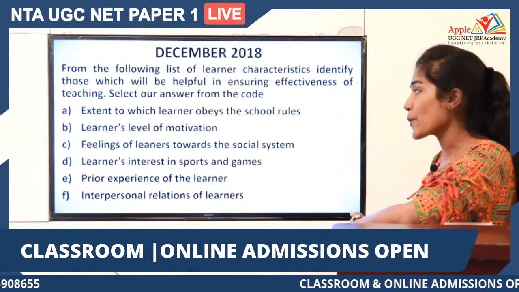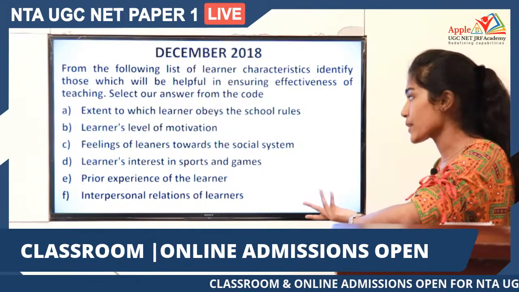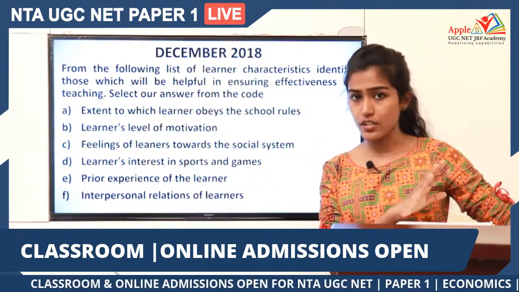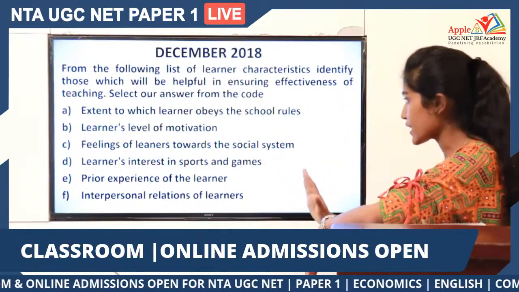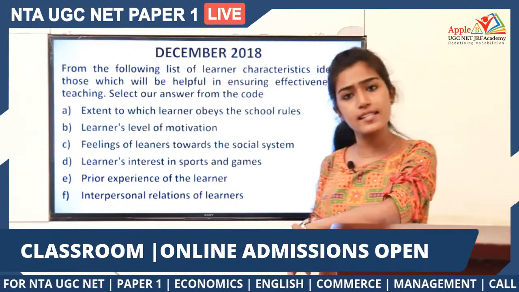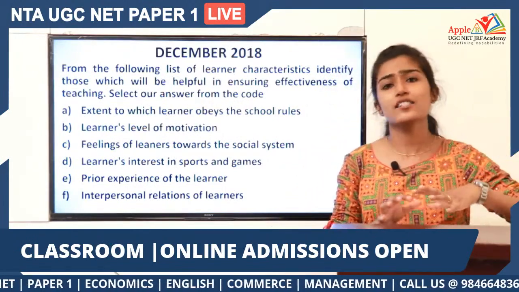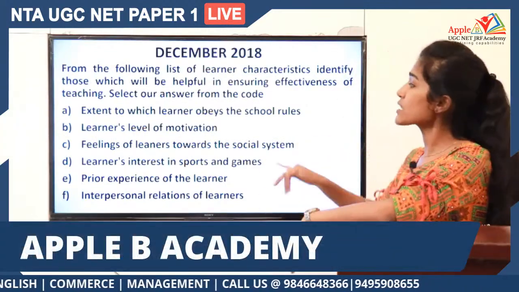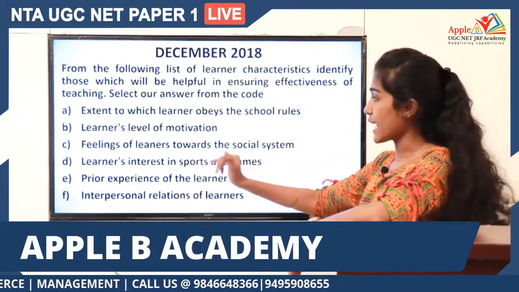So obviously option D can be eliminated, learners' interest in sports and games. That doesn't have a direct connection to the effectiveness of teaching. So you can eliminate that option. Then you have option C, feelings of learners towards a social system. That also does not have a direct connection to the effectiveness of teaching. So you can skip or eliminate options C and D.